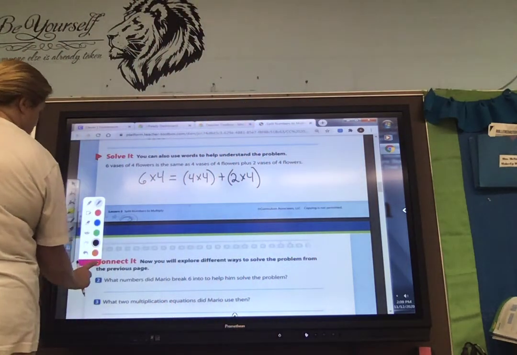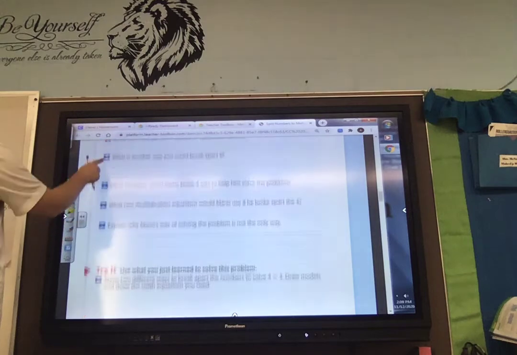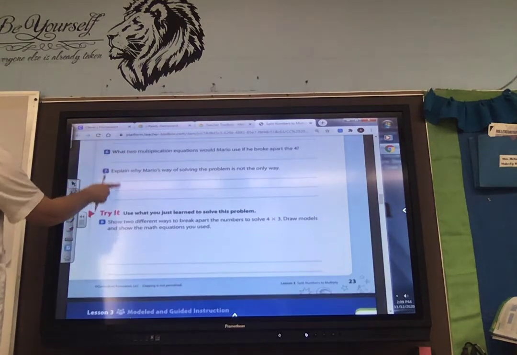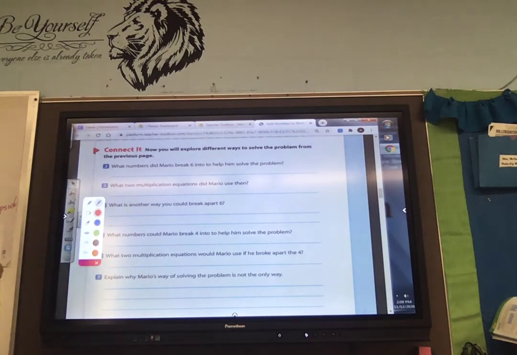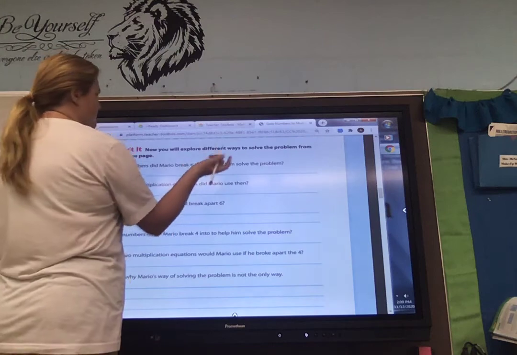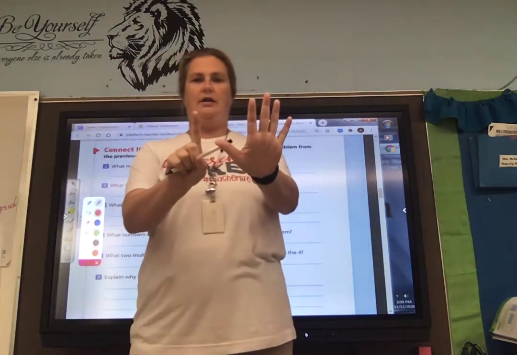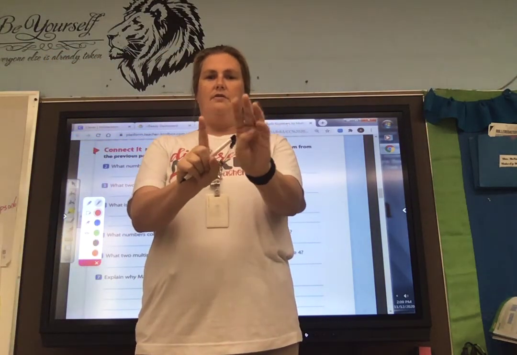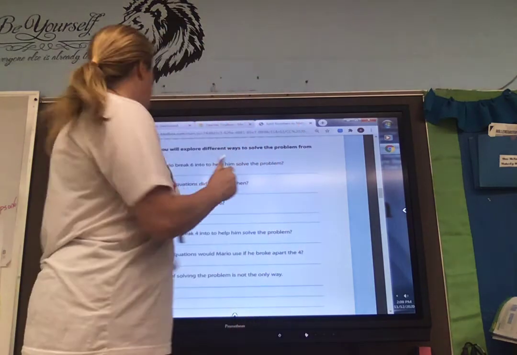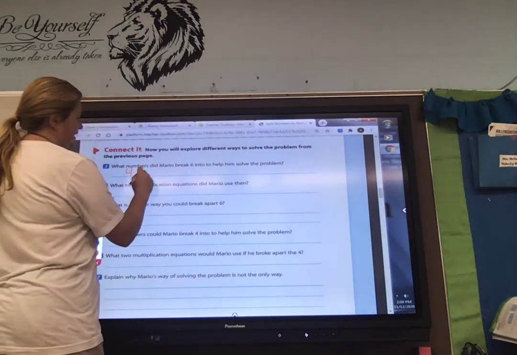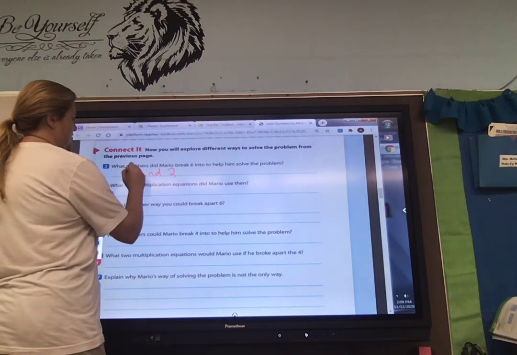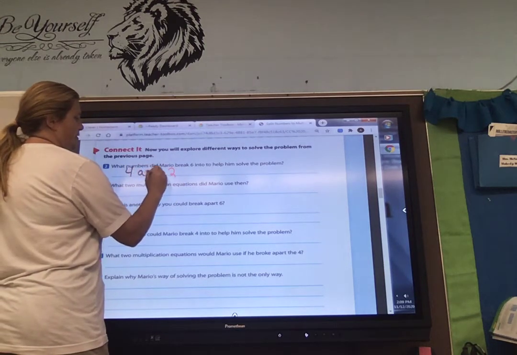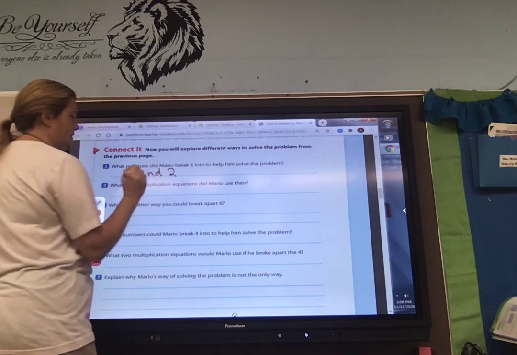All right, let's try some on our own now. The next page, this will be our last page for today. This is page 23. Number 2. What numbers did Mario break 6 into? He broke 6 into what? 4 and 2. So 4 and 2. He broke 6 into 4 and 2.